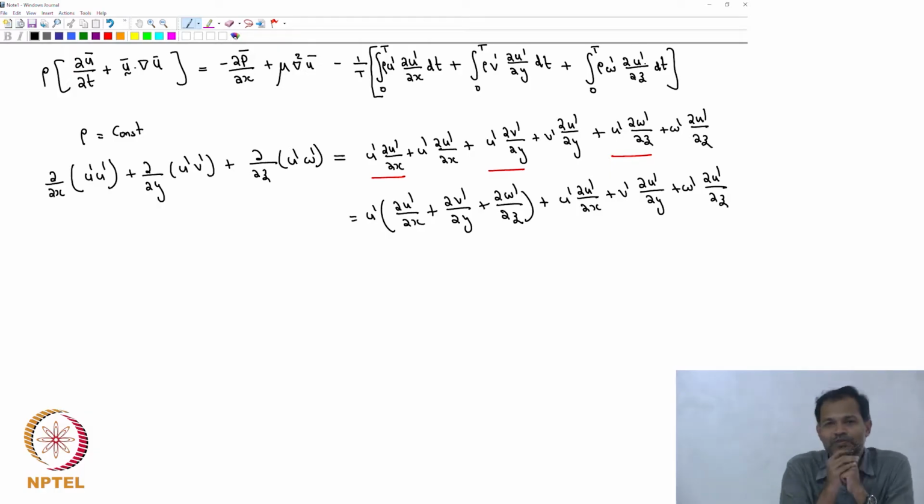Is this correct now? So that's what we must have derived in the last class. Okay, so why I want to do this is because what is this? That's 0, and how do we know that's 0? We are talking about the fluctuating components, but we know that the mean quantities and fluctuating quantities separately satisfy the continuity equation. We proved it in the last class. Okay, so therefore this quantity is 0, and therefore what I have on the left hand side is same as what I have on the right hand side.